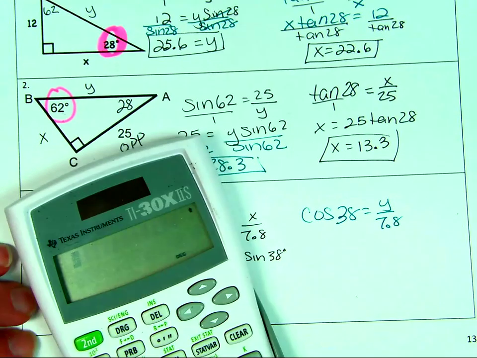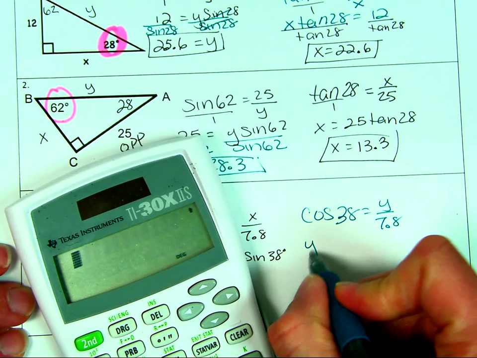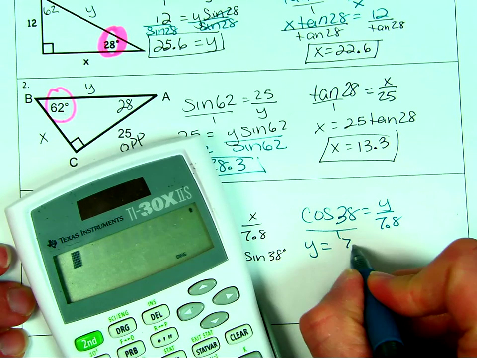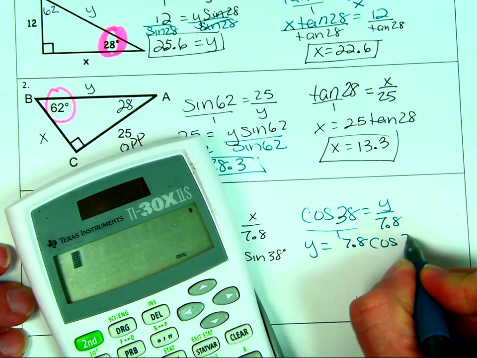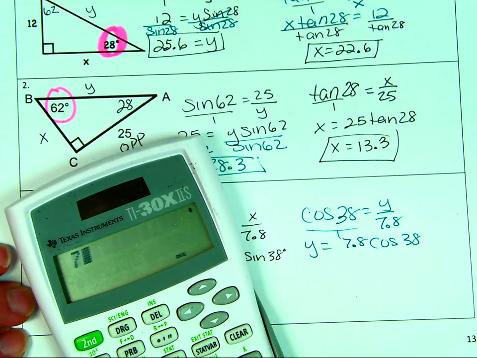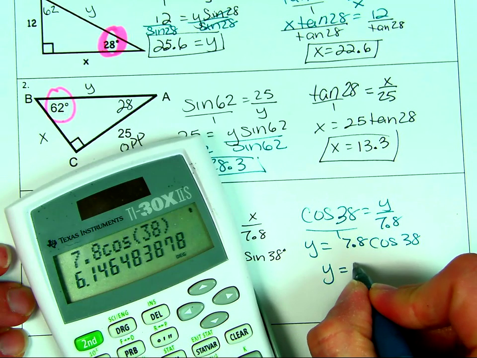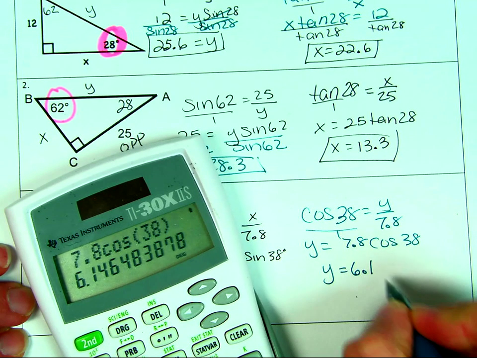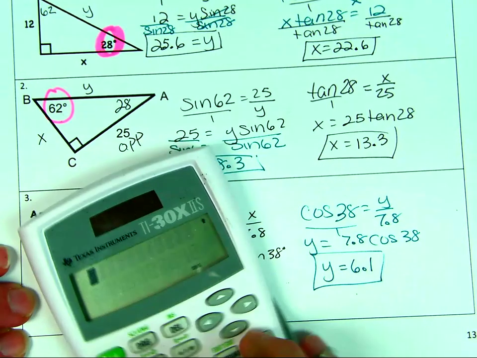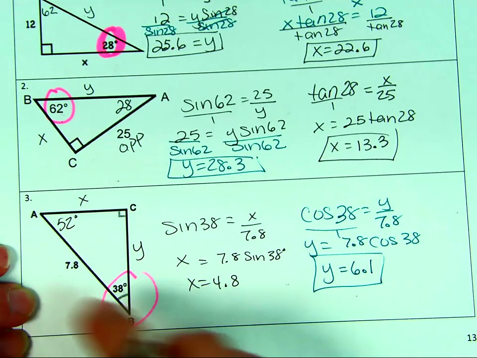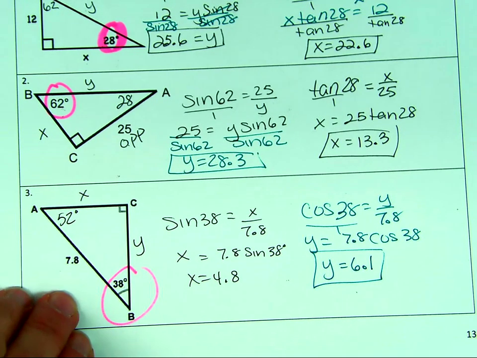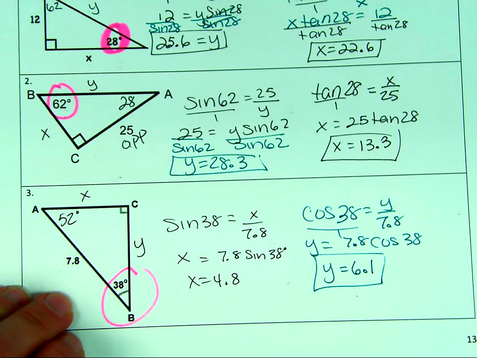So I'm going to go over here. I'm going to say y equals, because I'm going to cross multiply, 7.8 times the cosine of 38. So 7.8 times the cosine of 38. And I get y equals 6.1. And again, I double check. Yes, 6.1 is definitely between 4.8 and 7.8. So I'm feeling good, feeling like that's a good answer for me.